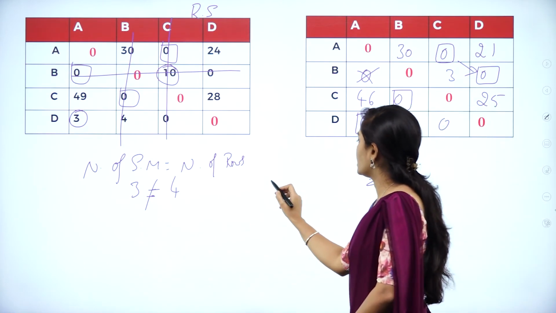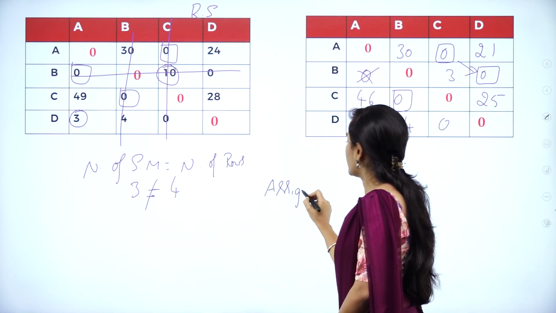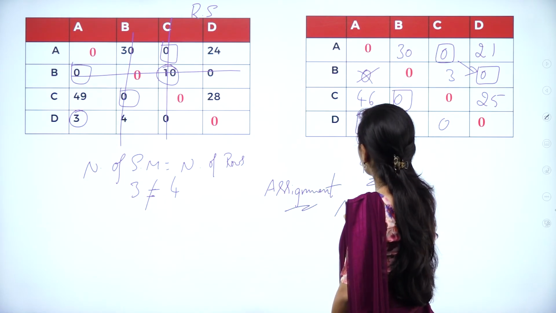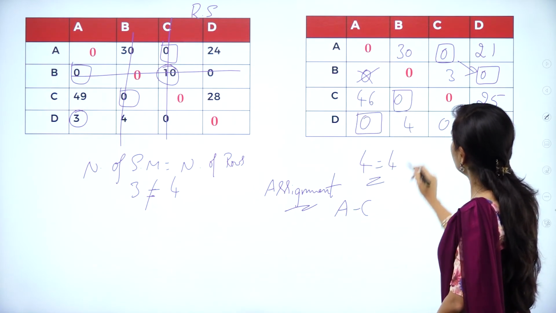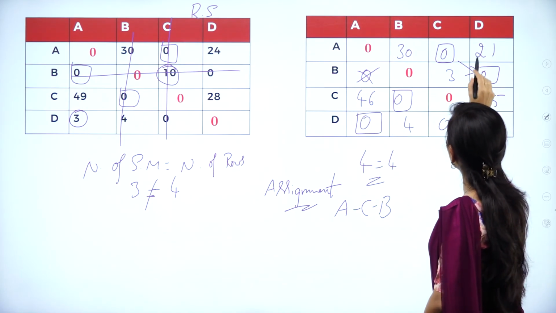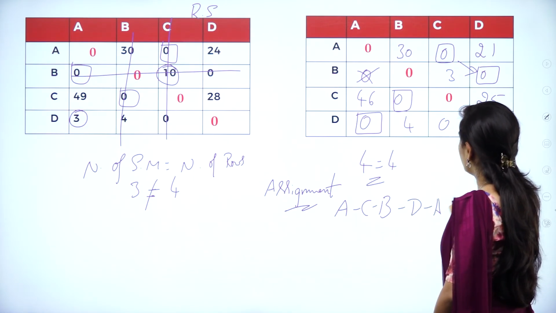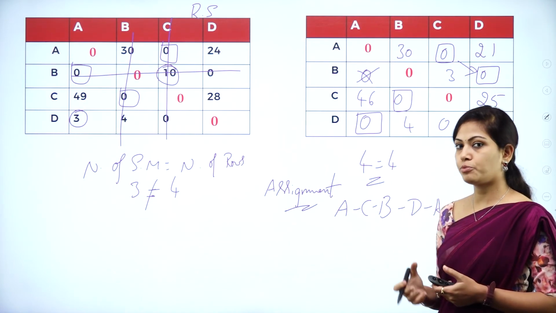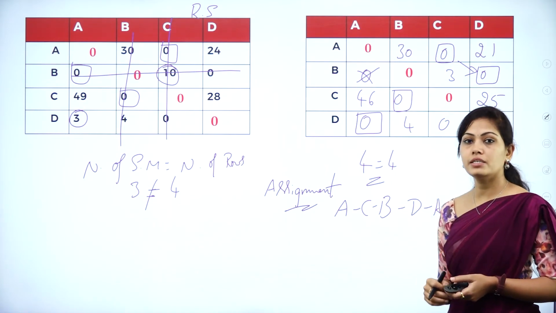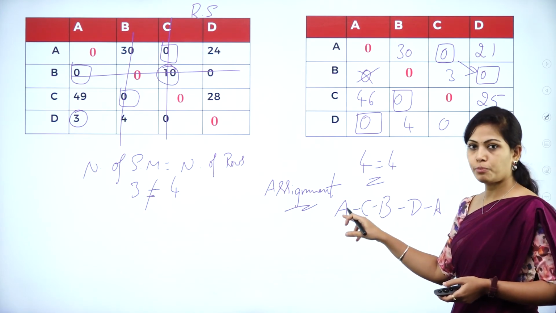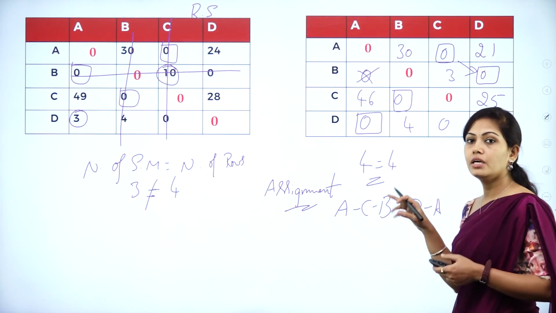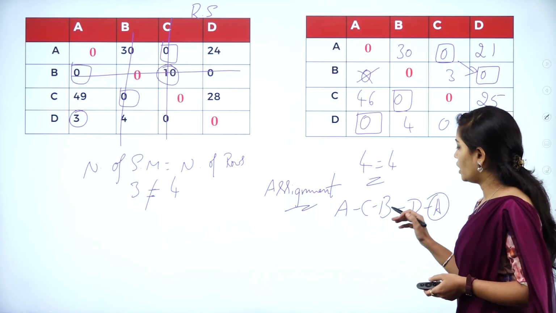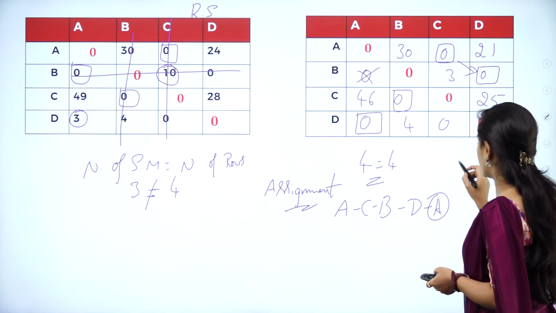So next is the assignment. The optimal assignments are A to C, C to B, B to D and D to A. And also you can cross verify whether it is satisfying the traveling salesman problem condition. Yes, it is satisfying the condition. He started his journey from point A, he travels each and every city exactly once, and he returns back to the same position. So now it's satisfying the traveling salesman condition.